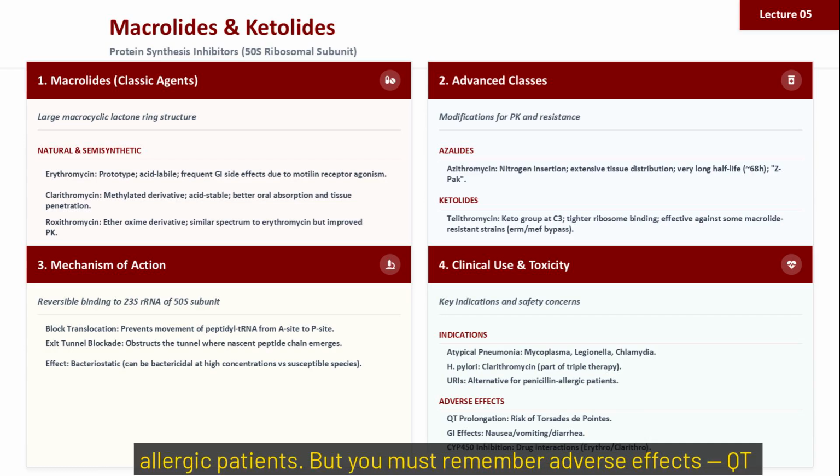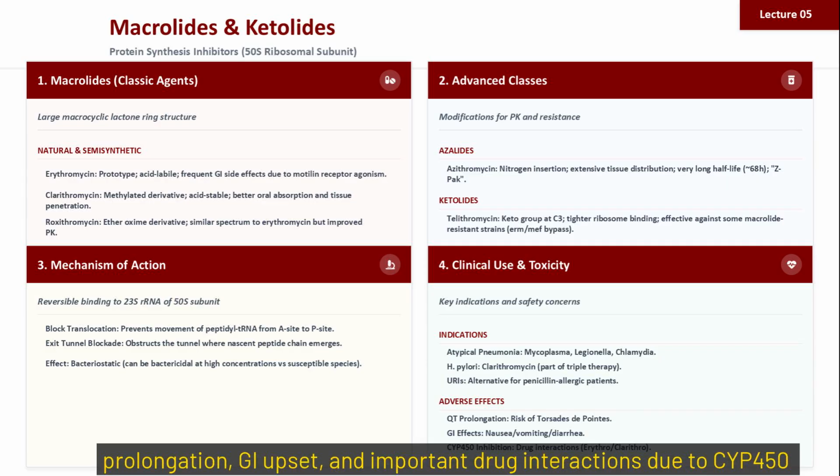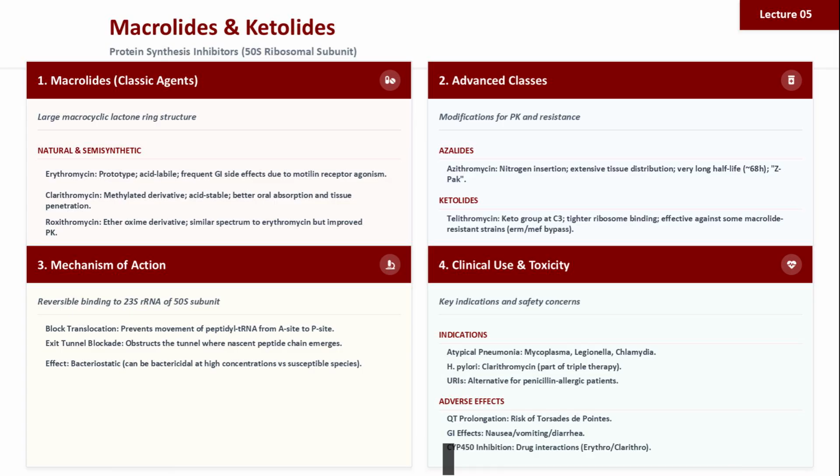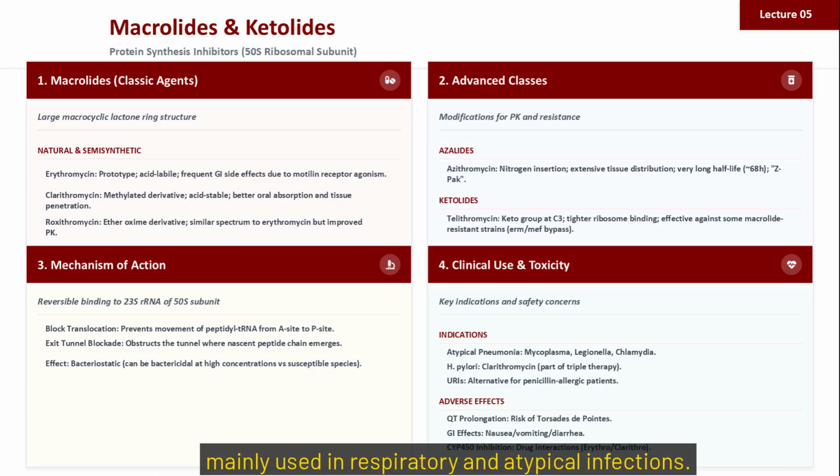But you must remember adverse effects: QT prolongation, GI upset, and important drug interactions due to CYP450 inhibition, especially erythromycin and clarithromycin. So the key idea is, macrolides block translocation on 50S → stop protein synthesis → mainly used in respiratory and atypical infections.